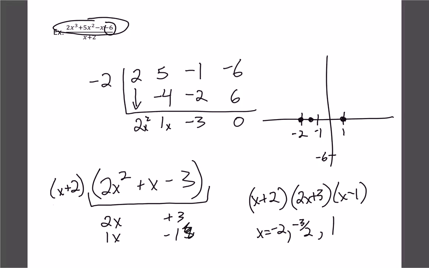So we have 3 zeros. We know the graph's going to do something like that. It's going to go through our x-intercepts, through our negative 6 y-intercept, and because it's positive cubic, we know it's going to be some kind of shape like that.